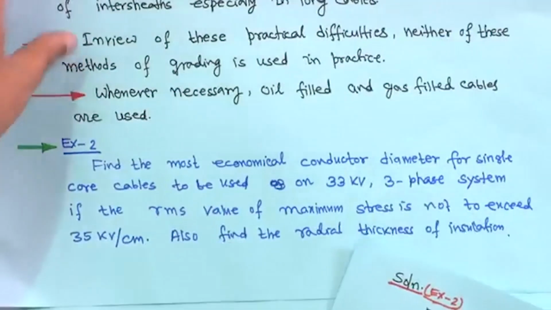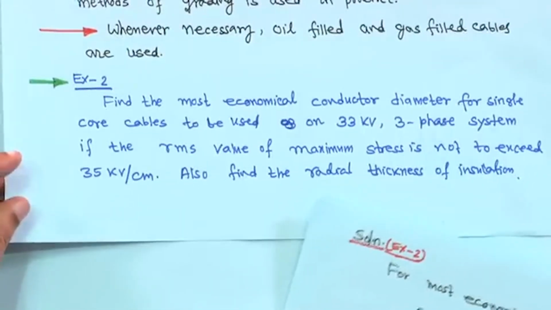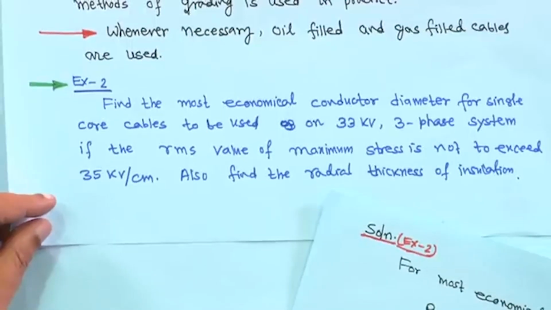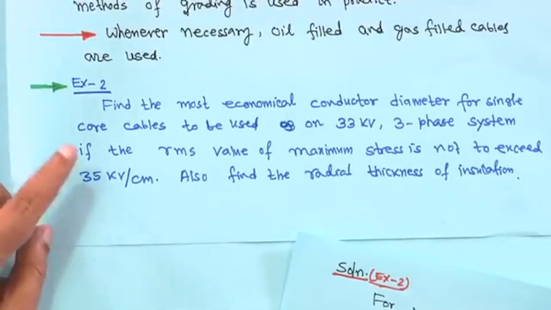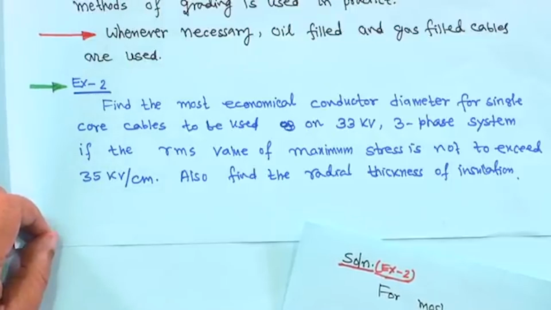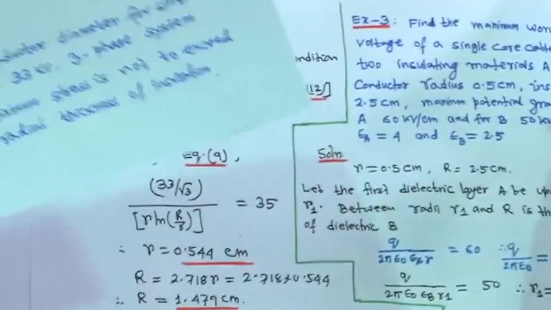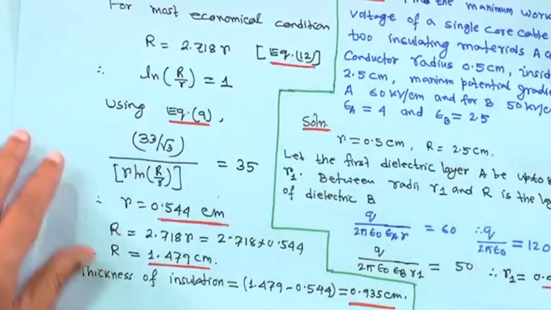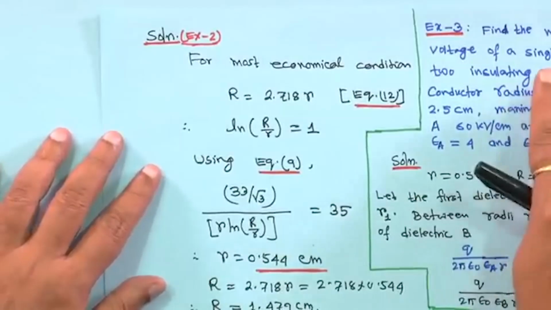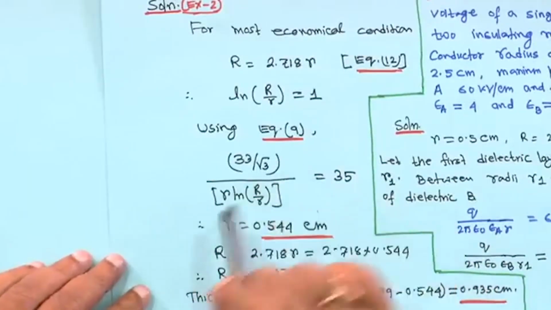So, you have to find the most economical conductor diameter for single core cables, and the operating voltage is 33 kV, line to line and 3 phase, and the maximum stress is 35 kilovolt per centimeter, and you have to find also the radial thickness of insulation. So how will we solve it? Look at this one only, this side do not see, this is another problem. Please see this one, the black ink.